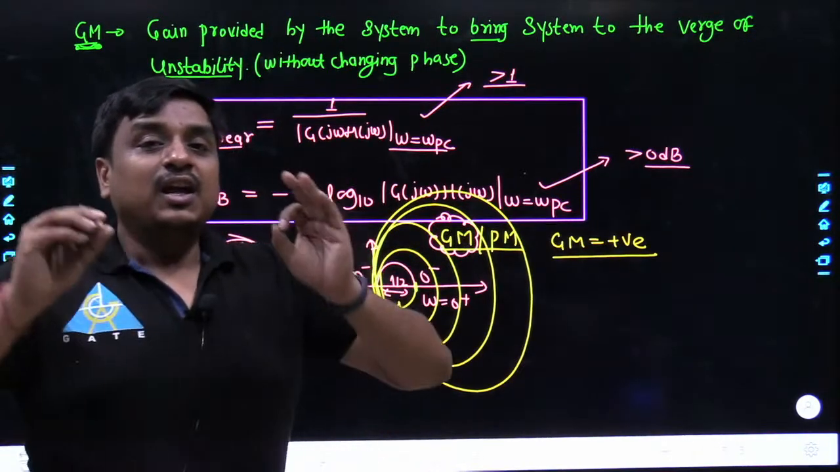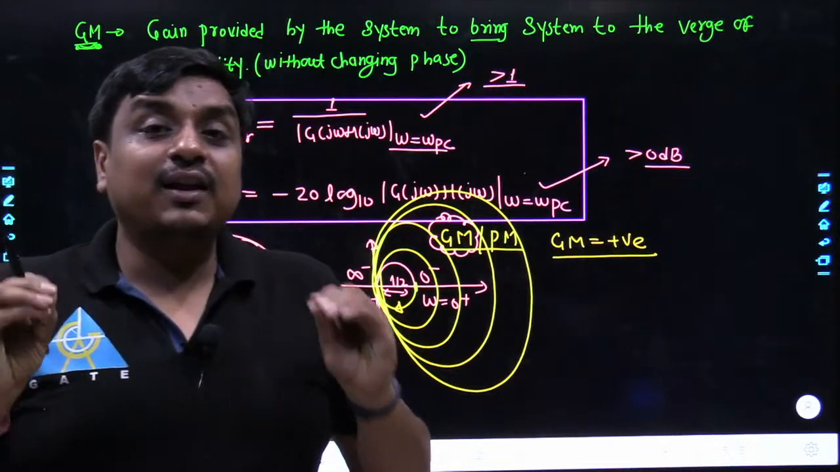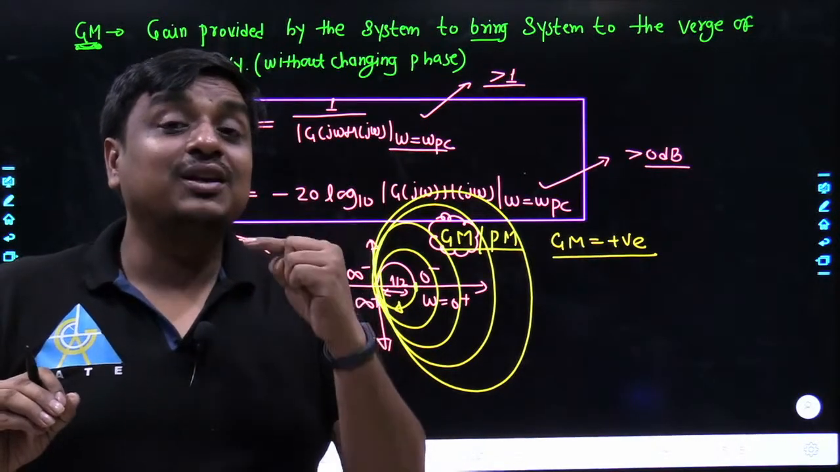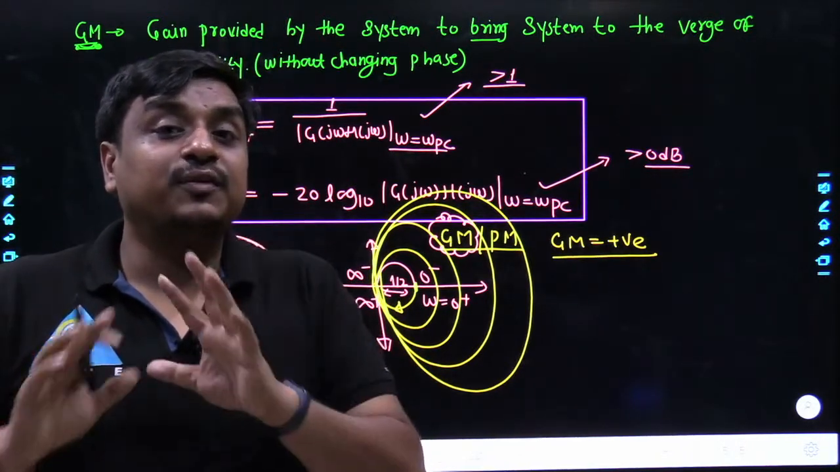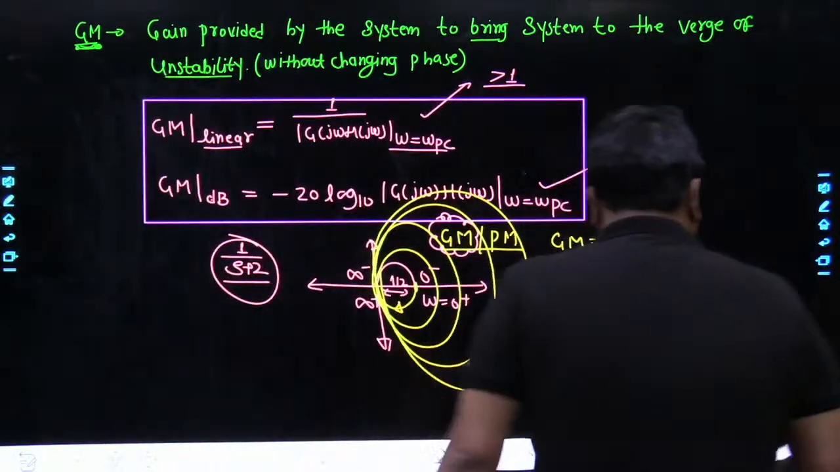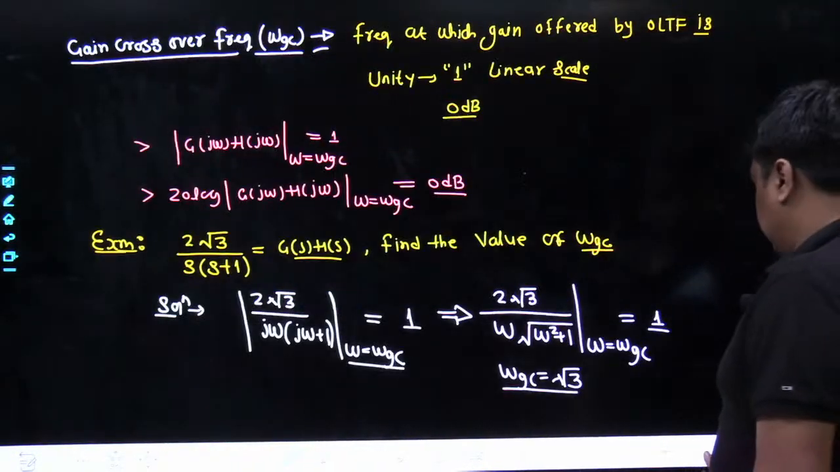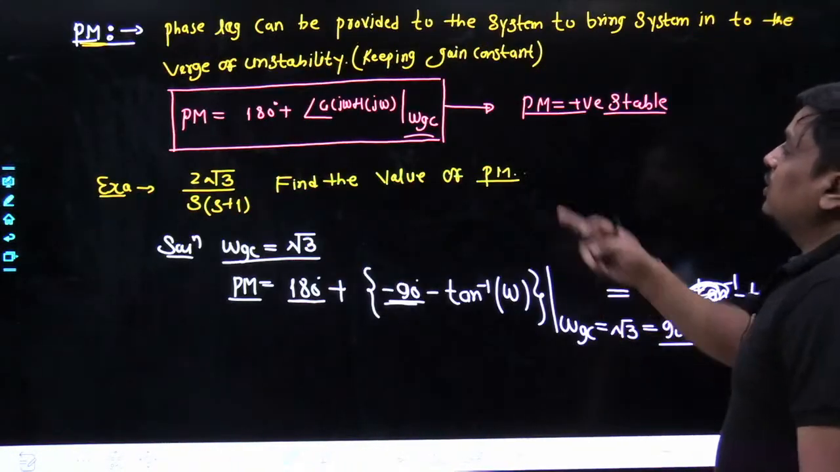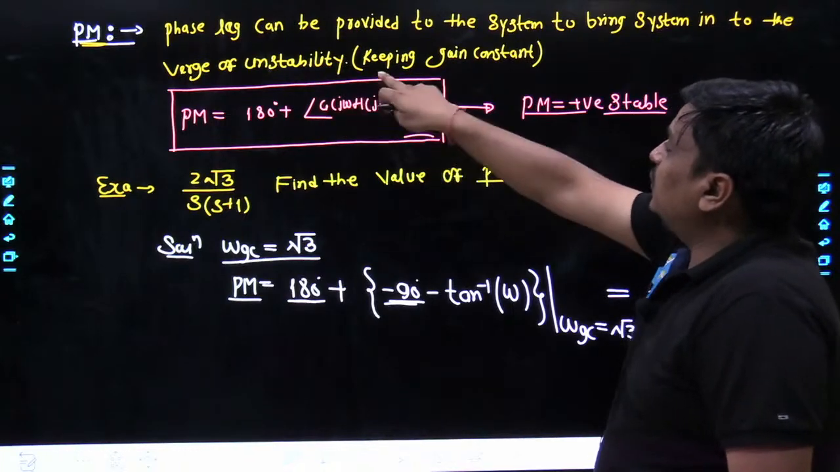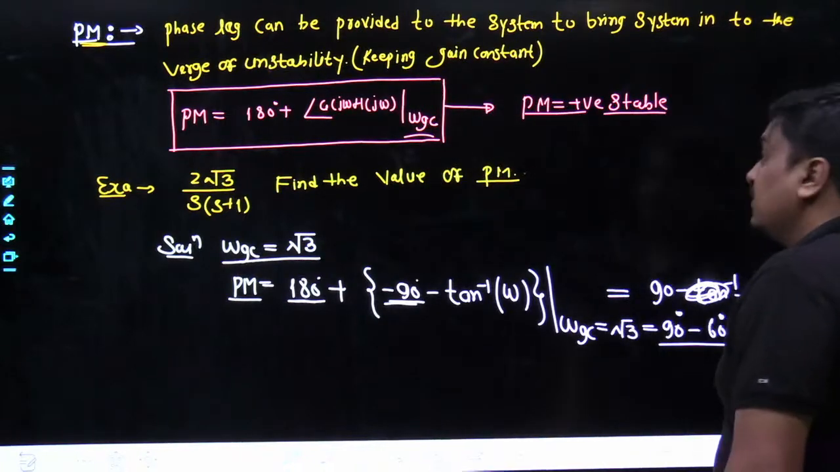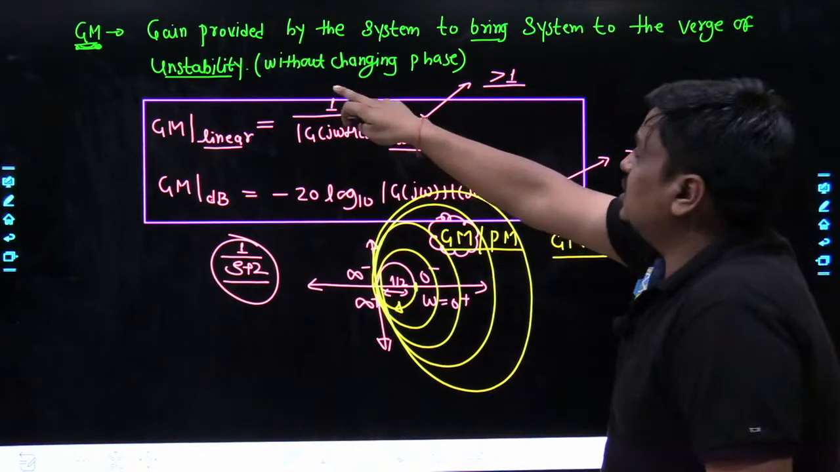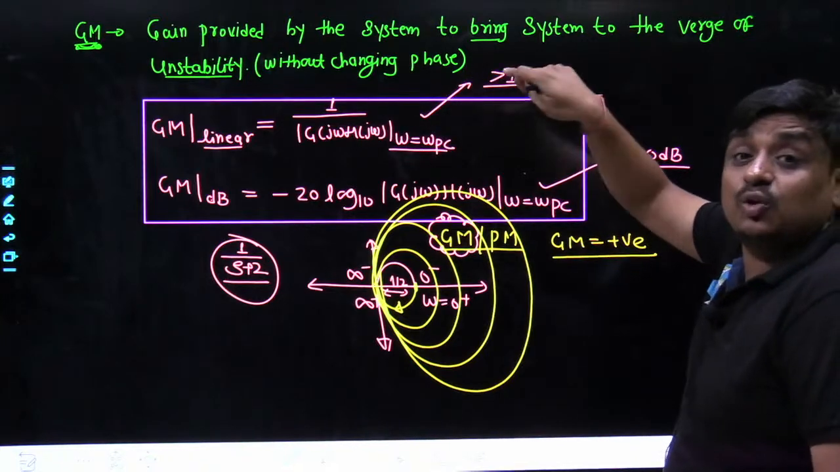My dear friends, if you are multiplying with the negative real value, because of the minus, you are introducing a minus 180 degree phase shift, which is not at all allowed. If you want, you can see over here. When we talk about the phase margin, I cannot touch the gain, and when we talk about the gain margin, I cannot change the phase. I cannot introduce the phase.